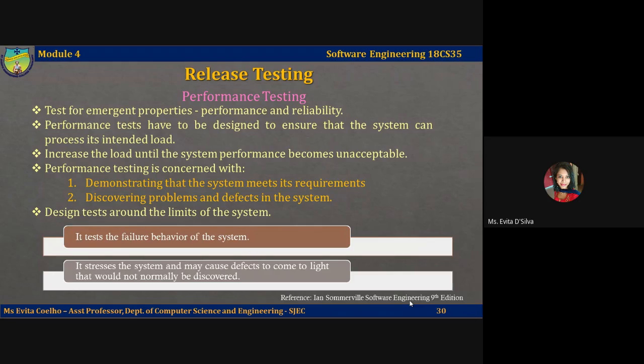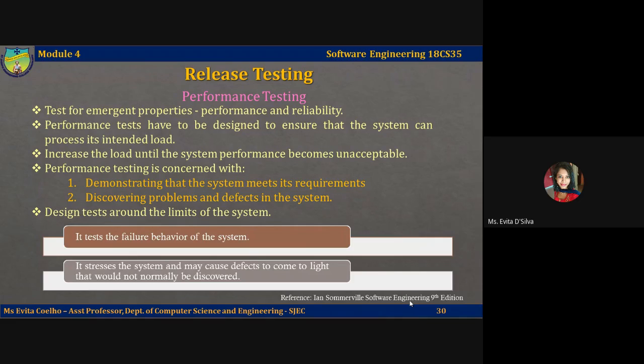Performance testing is concerned both with demonstrating that the system meets its requirements and discovering problems and defects in the system. Experience has shown that an effective way to discover defects is to design tests around the limits of the system. In performance testing, this means you are going to stress the system by making demands that are outside the design limits of the software. This is known as stress testing.